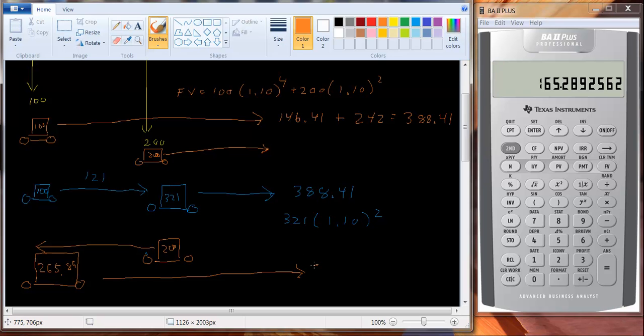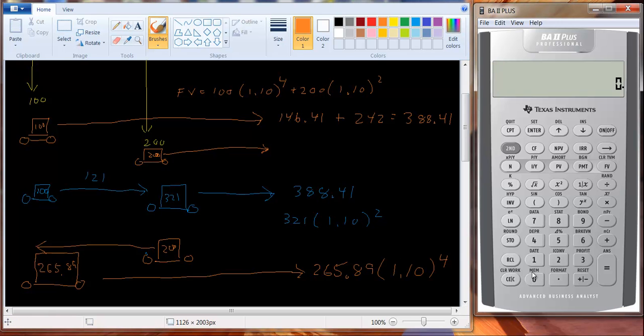So if we take 265.89 and multiply it by 1.10, so the fourth power, because now they have to go a distance of 4. Seems kind of stupid, you know. This one backtracked. Perhaps this one had to pick up this person. This person doesn't have a car, so you have to drive backwards, pick the person up, and then go back this way. So let's see what happens.